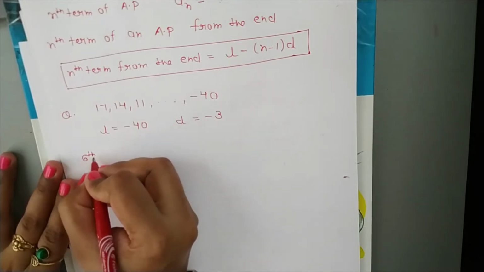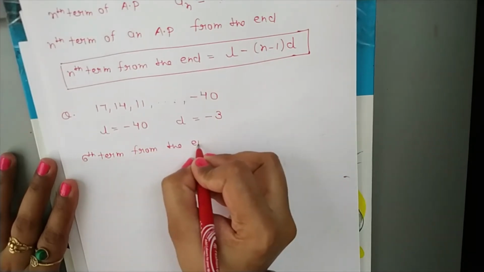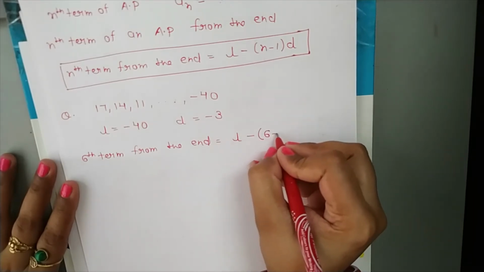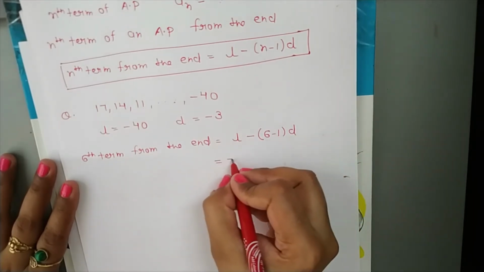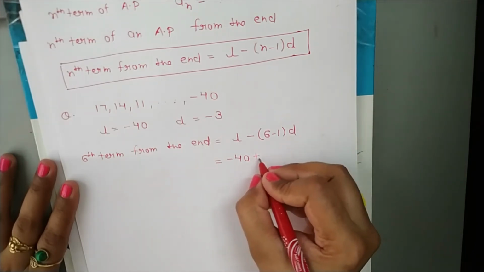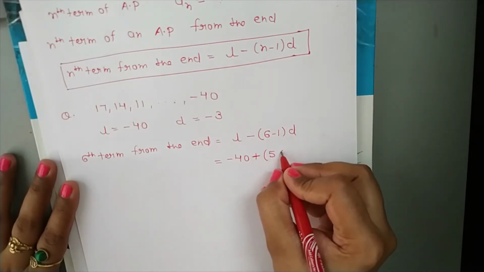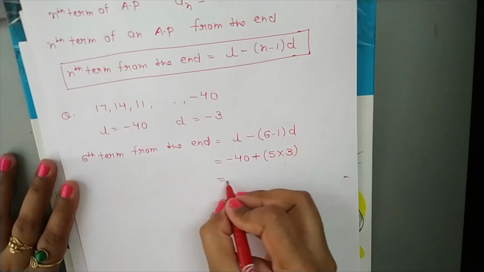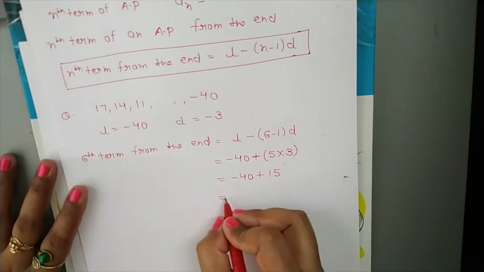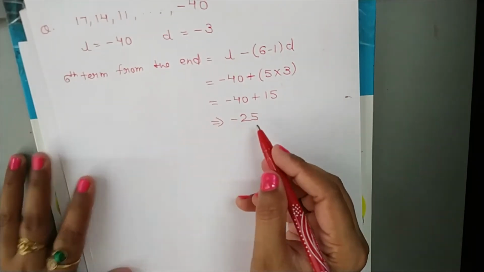We can write the sixth term from the end as L minus (6 - 1)d. L is -40, then minus, and d is -3, so it will be plus 5 into 3. So -40 plus 15, the answer will be -25. So the sixth term from the end will be -25.